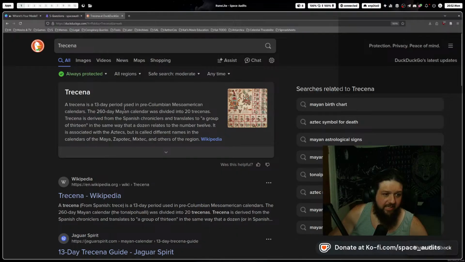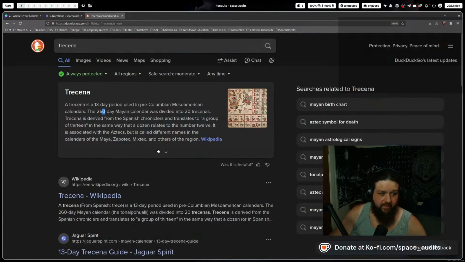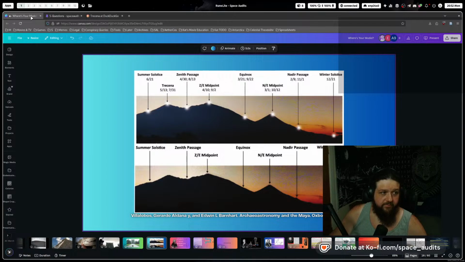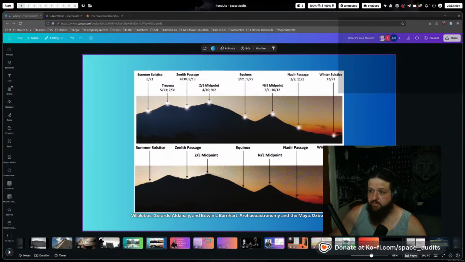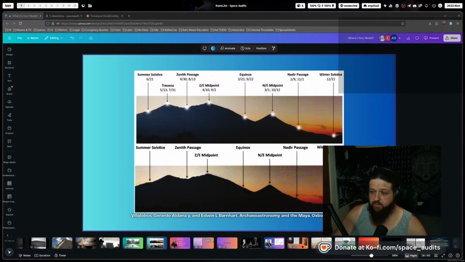Tracina is a 13-day period used in the pre-Columbian Mesoamerican calendars. The 260-day Mayan calendar. Oh, that's right. There were some additional diagrams for this that showed how it related to the 260-day one as well. Dude, so that's saying that it aligns with like 7 different calendars then. It's got summer solstice for the solar calendars, the lunar, and then the Mayan. It lined up with the 260 and the 360 or the 365 or whatever we're using now.